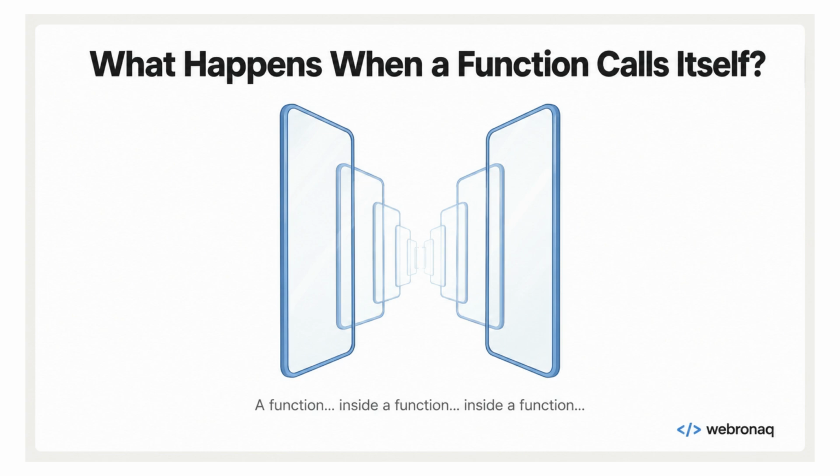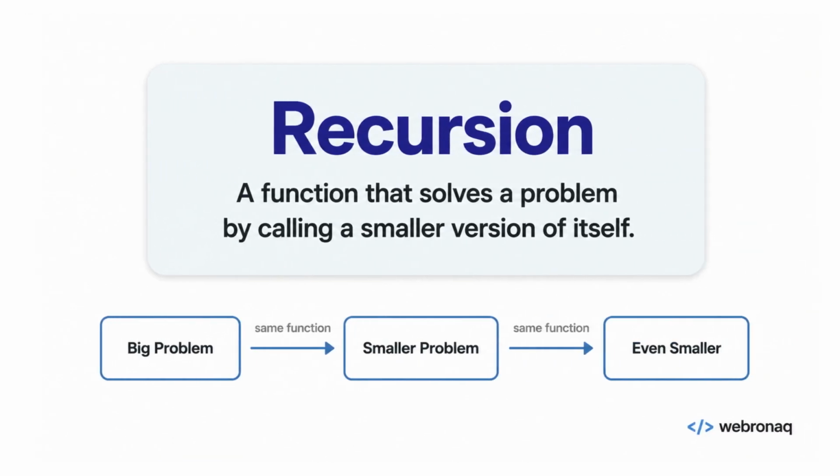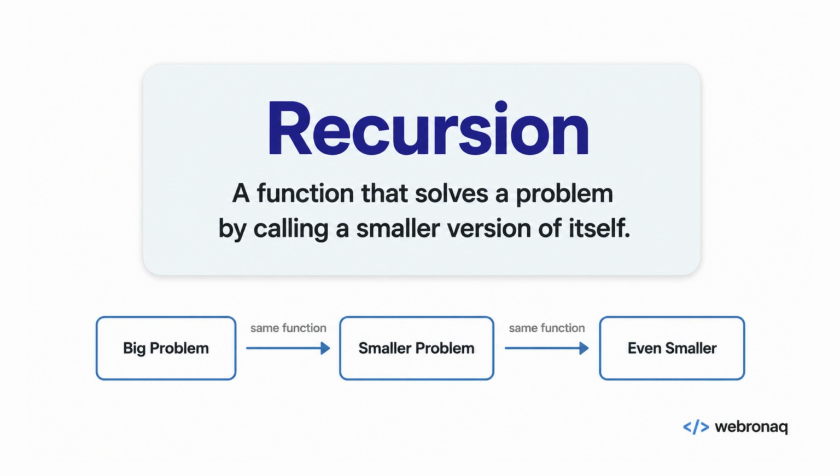In this video, we are going to pull back the curtain on recursion, trace exactly how the call stack grows and then unwinds, and build a mental model you will carry into every recursive problem you ever solve. Let's start with the simplest possible question. What is recursion, really? Recursion is when a function solves a problem by calling a smaller version of the same problem. That is the whole idea.